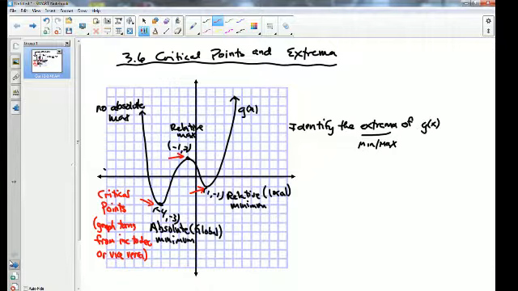Vice versa, yeah. So critical points are where the graph turns from increasing to decreasing or vice versa.